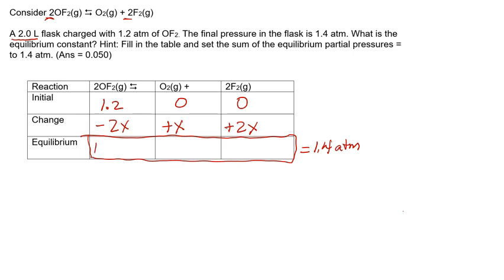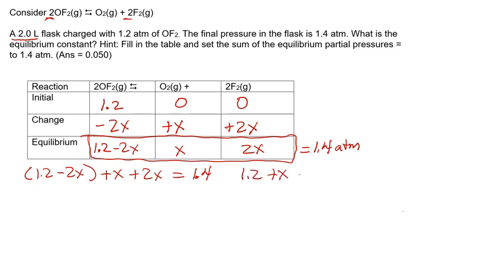Now we can write in values. So we have 1.2 minus 2X, X, and 2X. We know that these values have to add up to 1.4 atmosphere. So we're going to do a little bit of algebra. We have 1.2 minus 2X plus X plus 2X is equal to 1.4. So 1.2 plus X equals 1.4. So X has to be equal to 0.2.